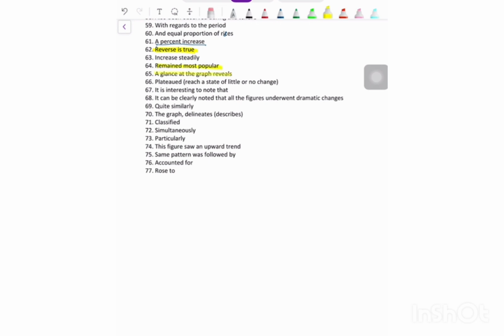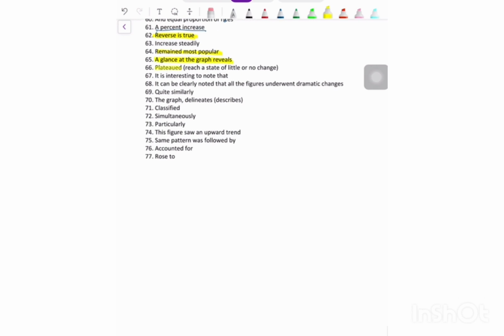A glance at the graph reveals. This is also a good line to be used. Plateaued at, reach a state of little or no change. So plateaued at this stage. Instead of writing it remained unchanged, you can write plateaued at. It is interesting to note that, good line. It can be clearly noted that all the figures underwent dramatic changes. A very good line you can take from here.